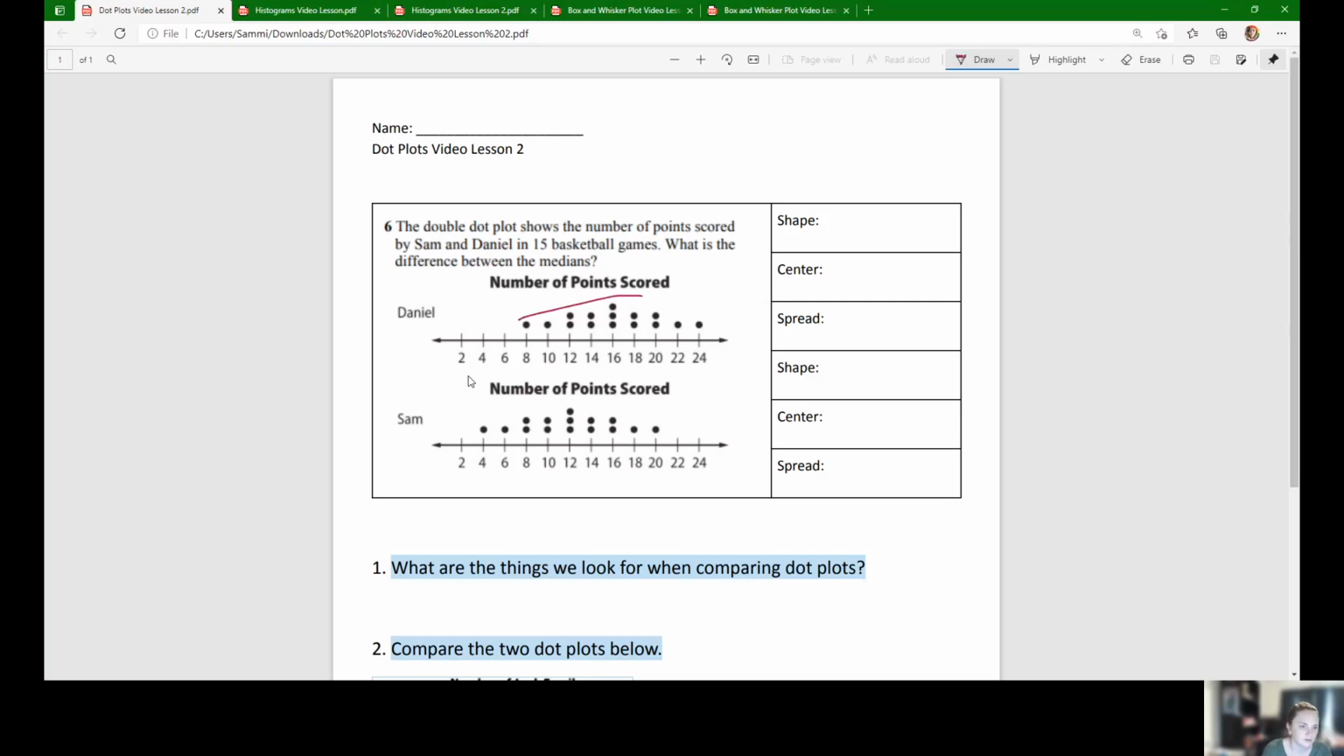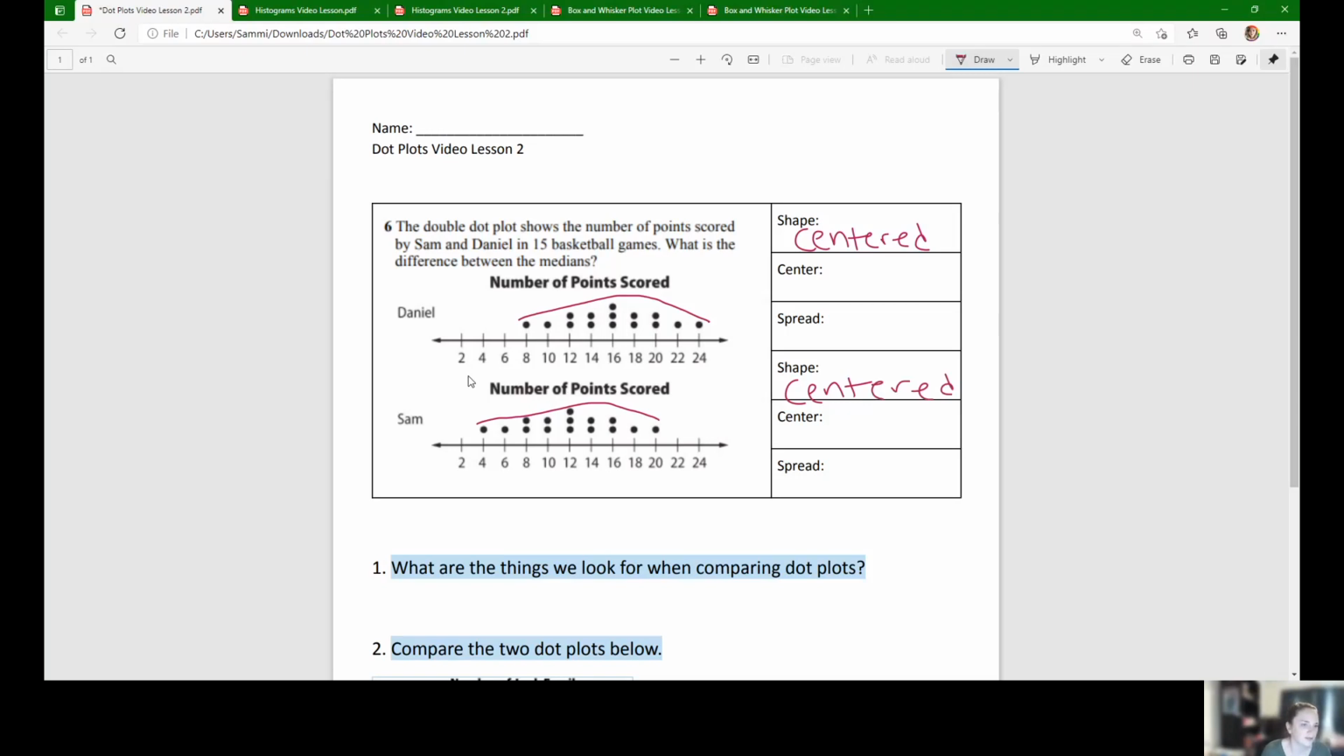So if we look here, we can kind of draw, they're both pretty centered. So I'm going to say the shape for both is centered. But we could have had a skew that could have gone left or right.